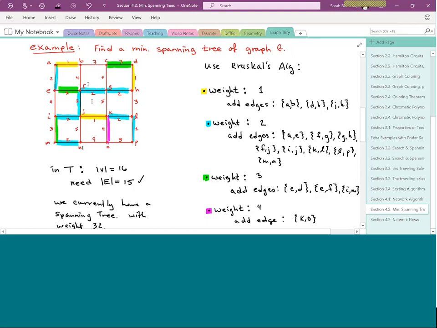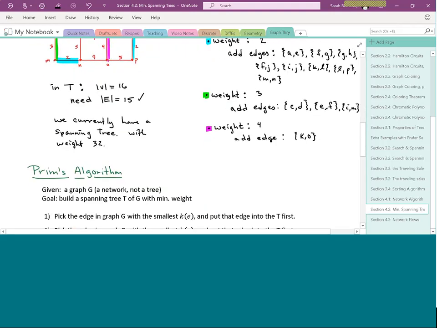So at the stages, for example, after the first stage of adding in all the weight 1 edges, we actually had a forest. It wasn't spanning because we started with a connected graph, but we had a forest, and then we merged those as we kept adding edges into one individual connected spanning tree.